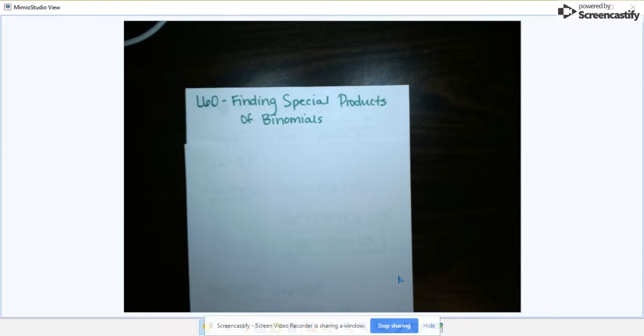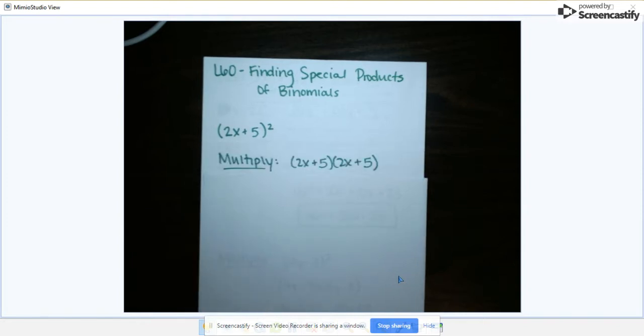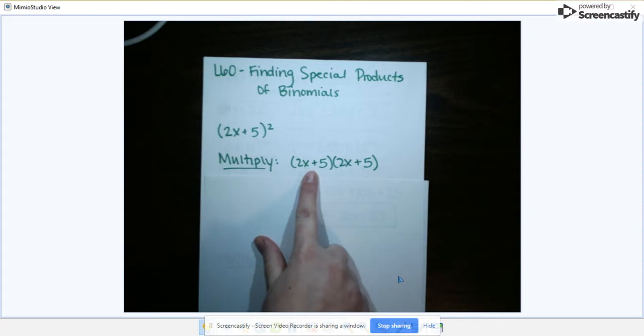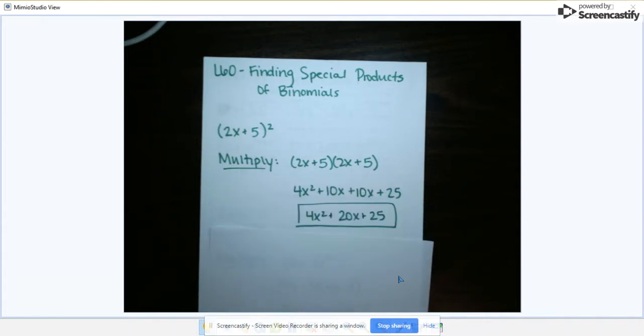So, lesson 60 talks about finding special products of binomials. Here we have 2x plus 5 squared. Well, the definition of squared means multiply by itself. So, 2x plus 5 squared looks like 2x plus 5 times 2x plus 5. We know from our previous lesson that we can FOIL this. So, I FOILed it and got 4x squared plus 20x plus 25.